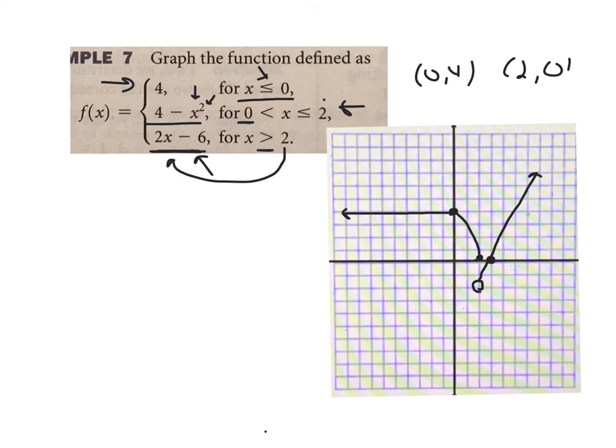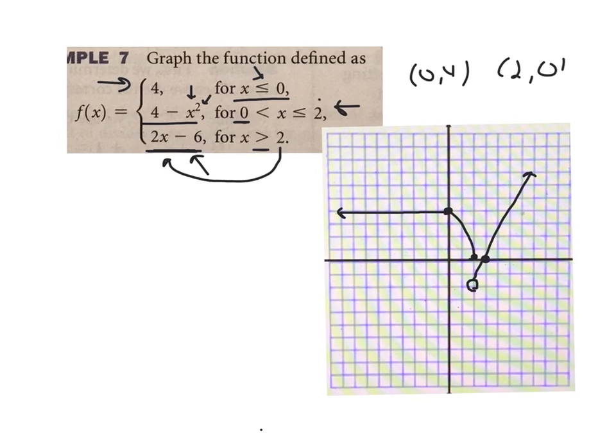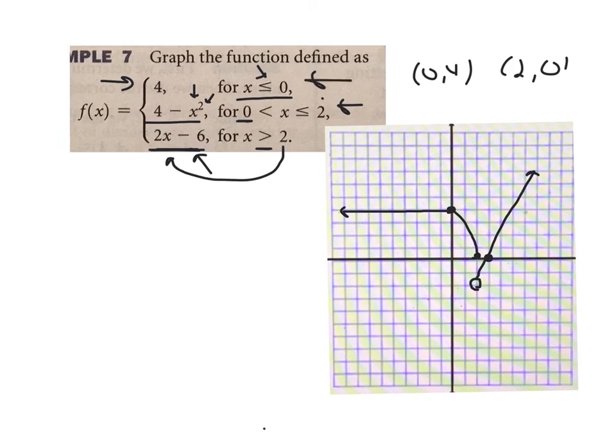So there's 3 parts. You just take each part, each piece, I should say, each piece of the graph, and just graph that piece based on what your domain is right here. And the best way to do this is plugging those points in and going from there.